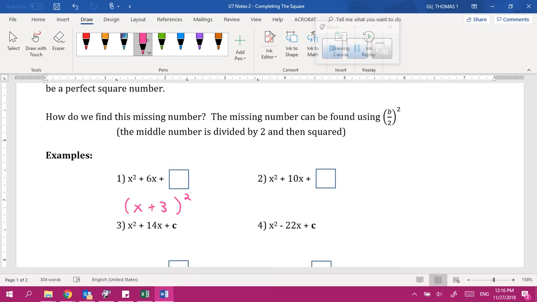This is what our goal is, right? But let me show you exactly what happened. We take the 6 divided by 2. If this is our goal, x plus 3 squared, then what's going to go in this blank? We take this 3, and we have to square it. So what is 3 squared? 9. So 9 is what goes in this blank right here. And so these two equations are equal to each other. x squared plus 6x plus 9 is the same thing as x plus 3 squared.